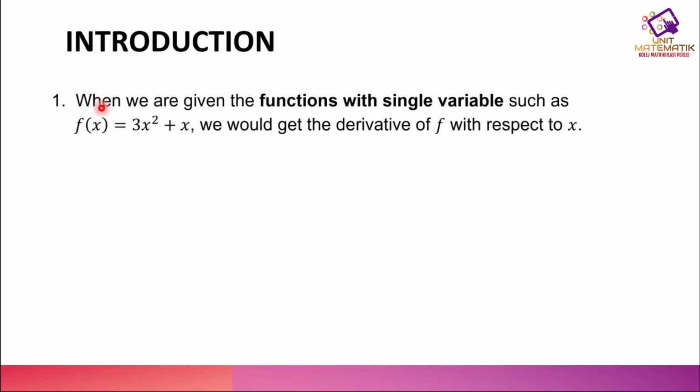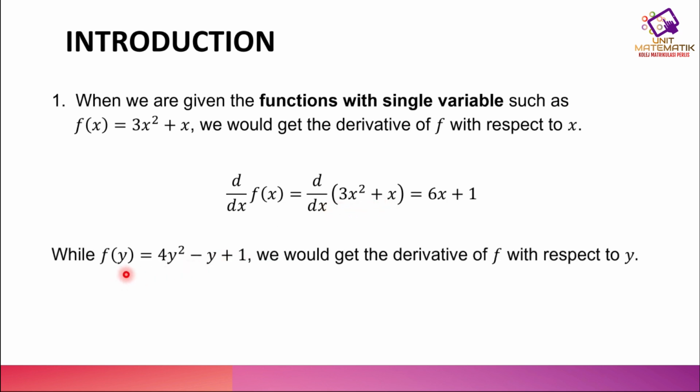For the introduction, when we are given a function with a single variable, such as f(x) = 3x squared plus x, we will get the derivative of f with respect to x. So we differentiate the function 3x squared plus x, and you should get 6x plus 1, when you differentiate each term.